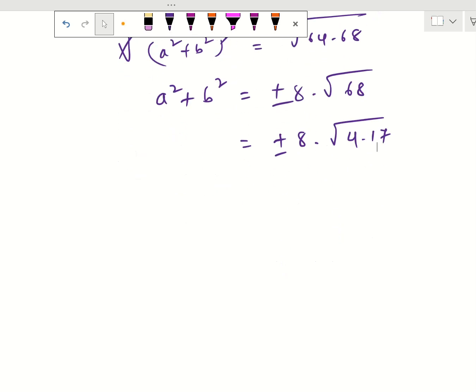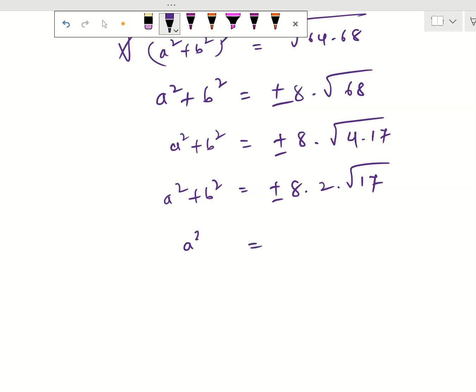And now this one again we can write: a square plus b square is equal to plus or minus 8. So square root of 4 is 2, right? I am taking 2 outside, then square root of 17 remains, right? So if we solve this one again, then a square plus b square is 8 into 2, which is 16, plus or minus 16 square root of 17.